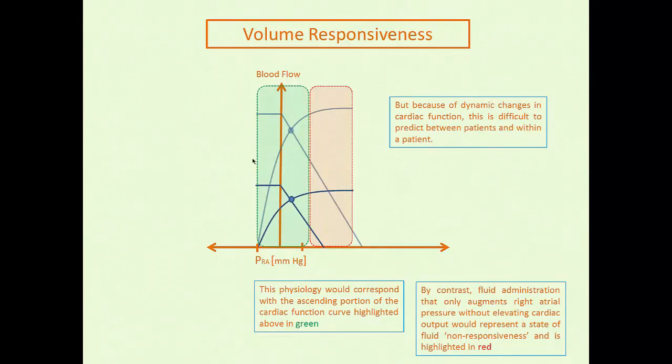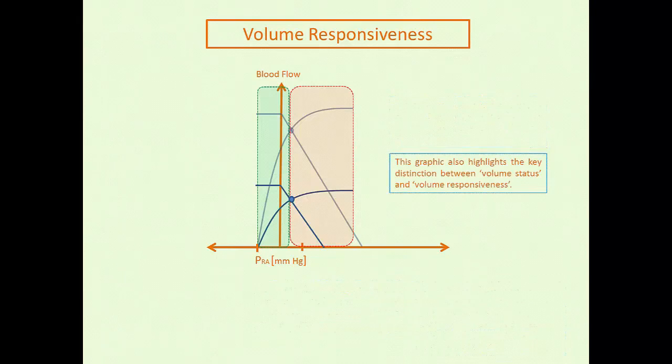So how do we know when the patient is on the ascending portion of the curve? Because you can have a patient like this one who, with their venous return curve shifted leftward, could actually be hypovolemic, but they're actually operating on the flat portion of their cardiac function curve because of their diminished cardiac function. So this patient could be hypovolemic but volume not responsive. So you can see that there can be a considerable distinction between volume responsiveness and volume status.